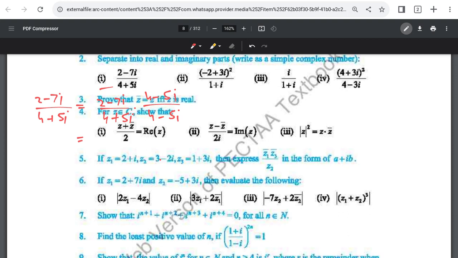Okay, so now we multiply 2 into 4, then we have plus 2 into minus 5 iota.